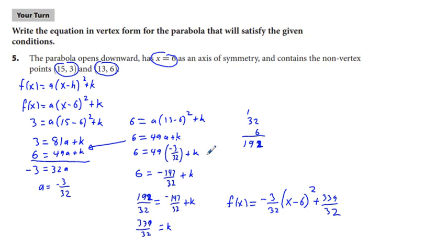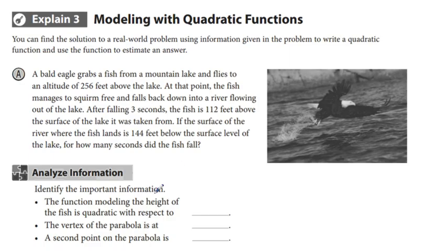Okay, and then we have modeling with quadratic functions. I'm not going to get into this one now. The video's already been more than long enough, but we'll get the exercise from here.